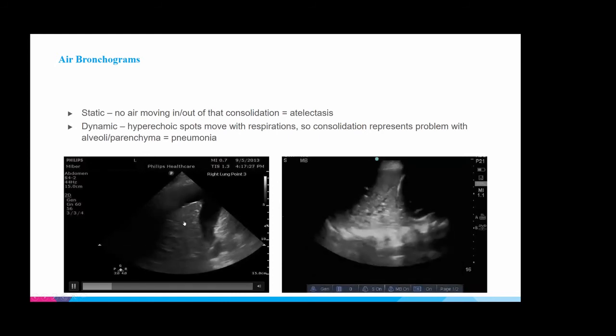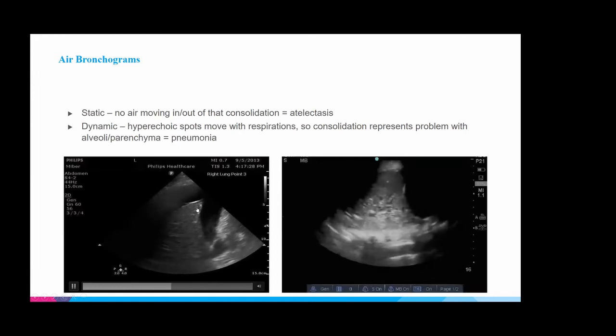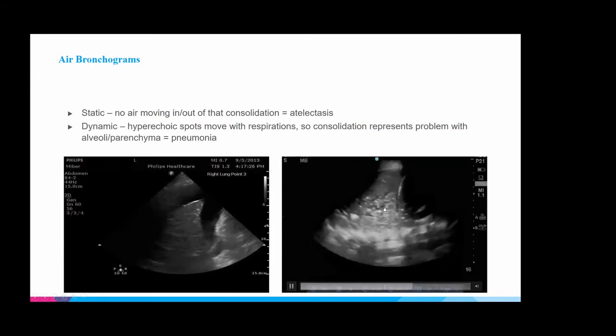And so that might be indicative of something more along the lines of an atelectasis picture. That's in comparison to this on the right, where you have movement of the white spots with respirations, right? You can see it right here with my little hand pointer, moving with respiration. So that's going to be more indicative of an infectious process, or an alveolar filling process, where the airways might be aerating or going in and out with respirations.